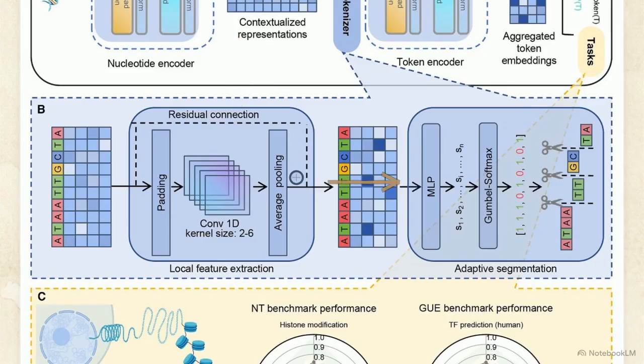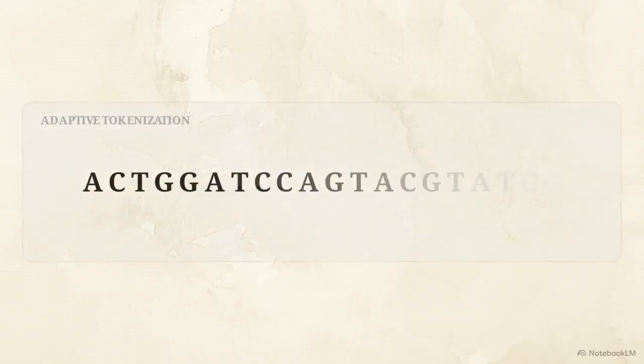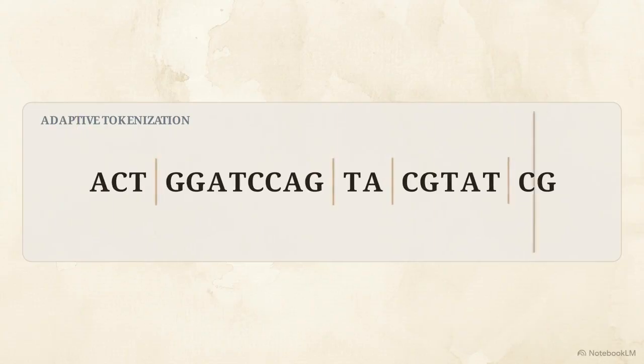A multi-layer perceptron then scores every interbase position to calculate boundary likelihoods. Finally, a Gumbel softmax layer makes a binary decision: merge the bases or split into a new token. This mechanism completely removes the need for human annotation. The neural network organically deduces the native syntax of life directly from the raw sequence.